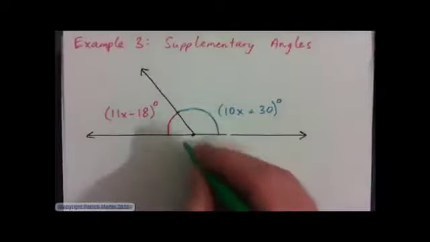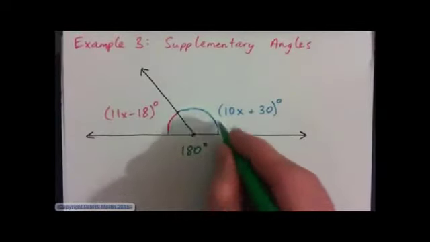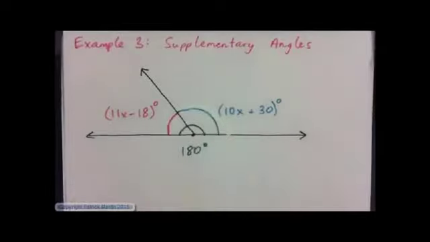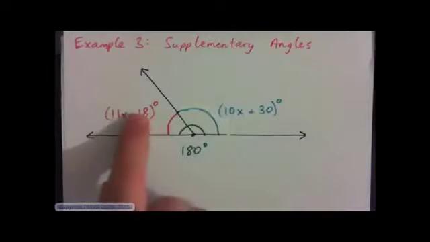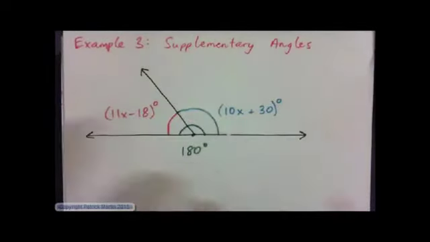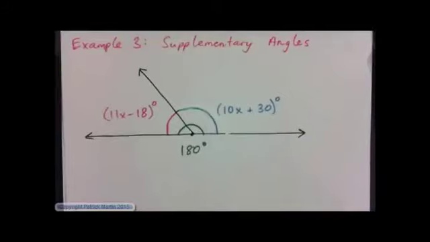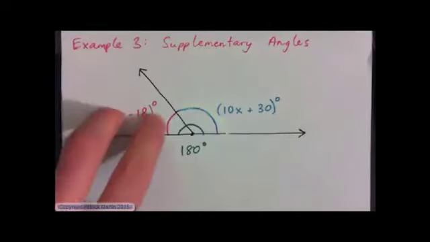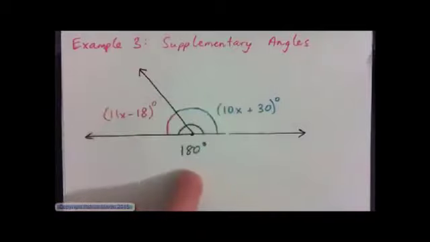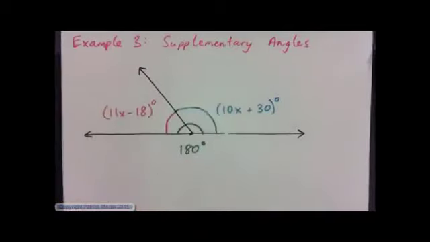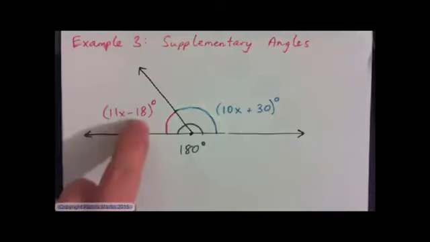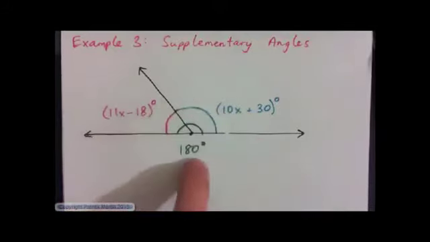So this full angle measure is 180 degrees. That's the whole way around. This part is 11x minus 18 degrees. This part is 10x plus 30. Can you write down an equation to represent this? In other words, can you write down an equation to say that the red and the blue angle make 180 together? This red angle plus this blue angle give 180 degrees, right? Can you write down the equation?